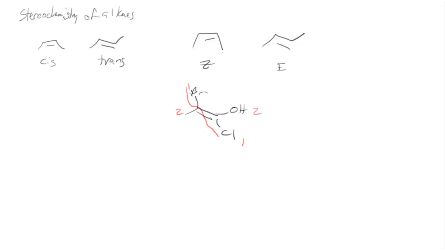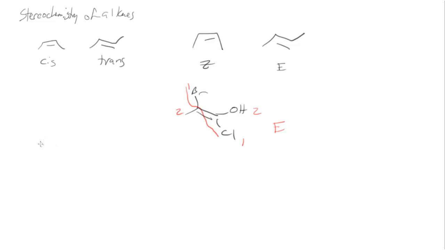And these ones are not, they're across, so it's entgegen. So this would be E. There's no way to talk about whether or not this is cis or trans because all four of these groups are different. There's a CH3, a bromide, a chloride, and a hydroxide on here. So we can't say which two are the same group on the same side. So again, that's why Z and E is so much more powerful than cis and trans.